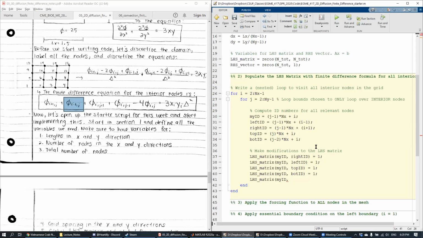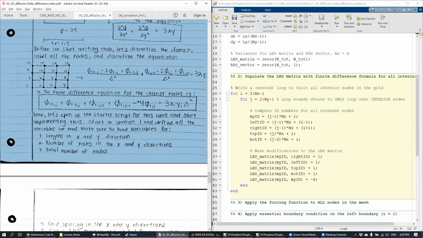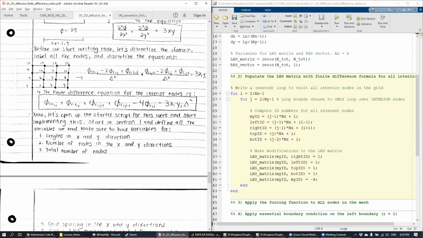Okay. And then finally we have my ID, which is the diagonal term. And since in this equation we have a minus 4 out in front, then we put a minus 4 into the left-hand side matrix. All right. And so what we've done basically now is we've implemented this equation, or at least this part of the equation right here, into our linear system. And so our left-hand side matrix has the appropriate coefficients, according to this equation right here.